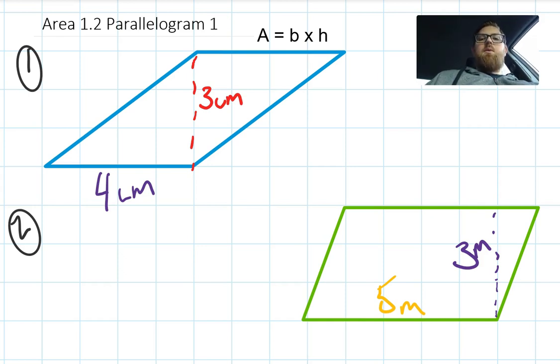So before we start doing any of these questions, you're going to need to know how to find the area of a parallelogram. The formula that you use for this is A equals B times H, which is the area of the parallelogram is equal to the base times the height.